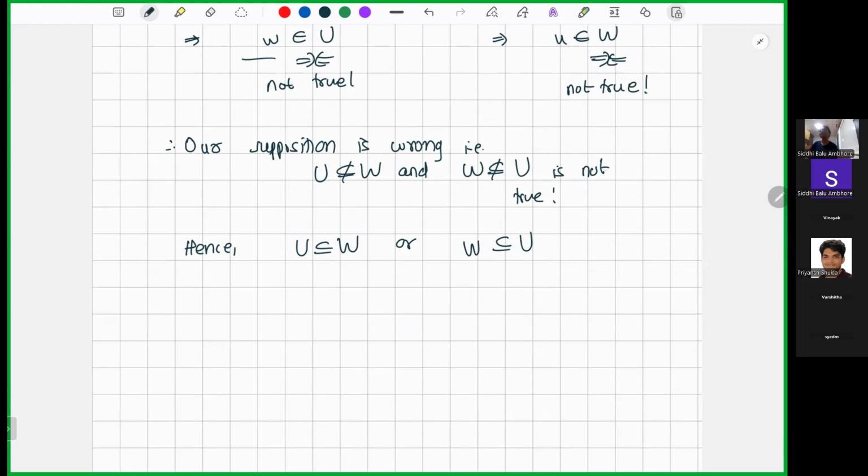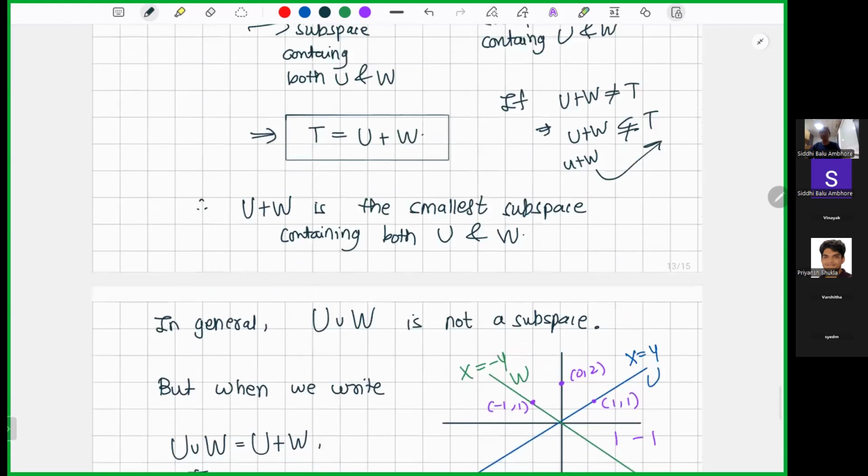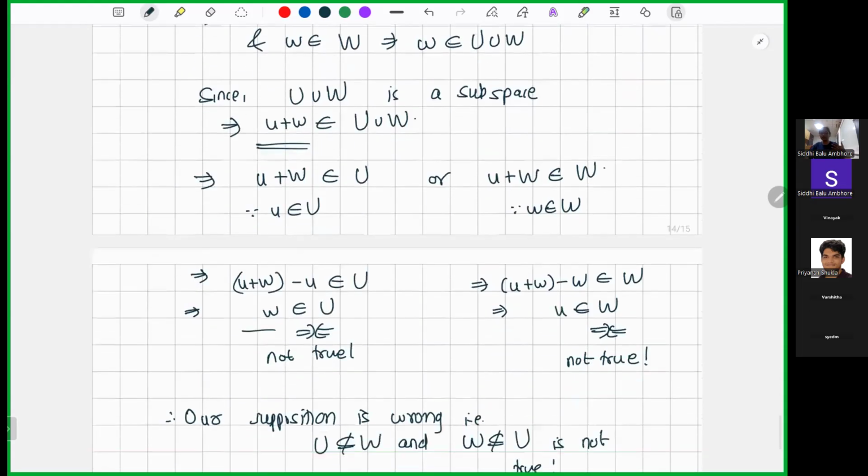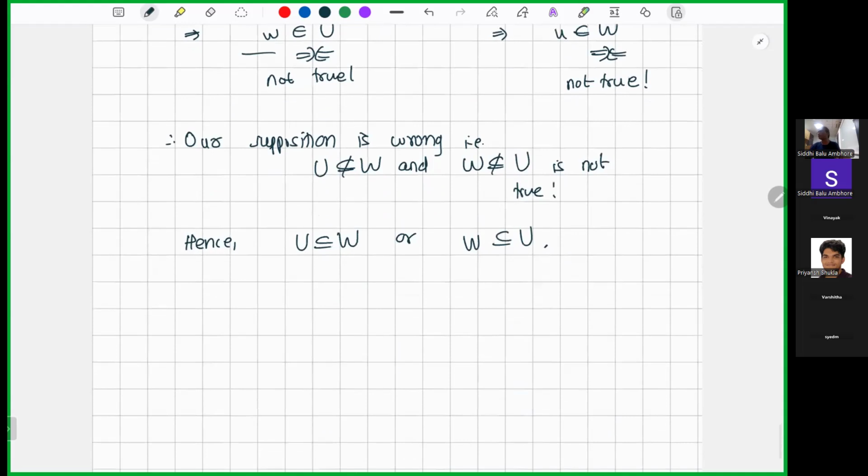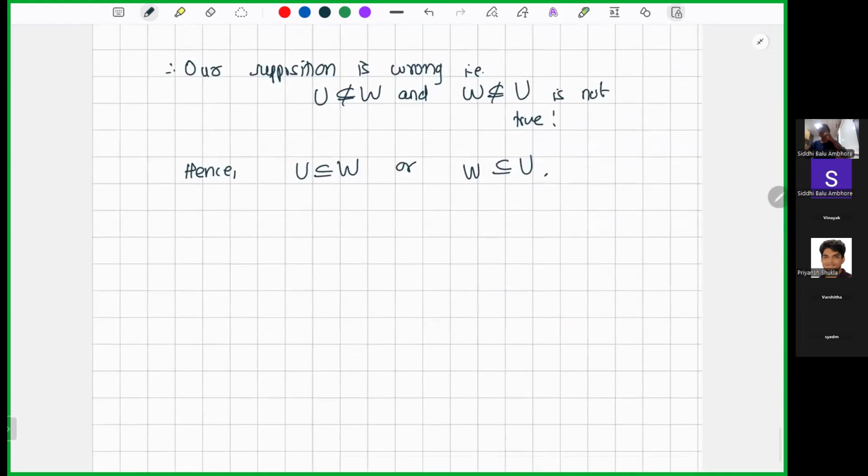Is there any doubt here? This is what we wanted to prove. We started with what is given and we arrived at that U is contained in W or W is contained in U. So any doubts here? It is the same method which we used in the previous question. And now let us see the next question.